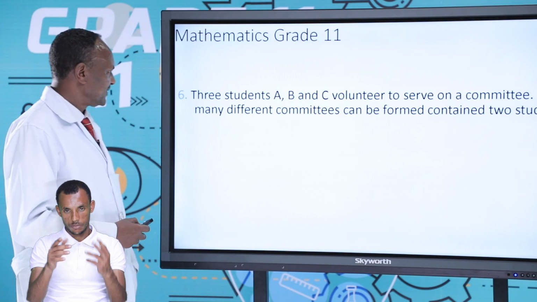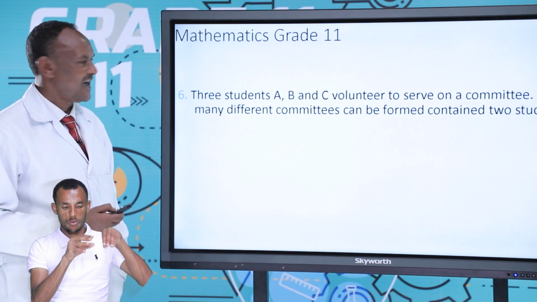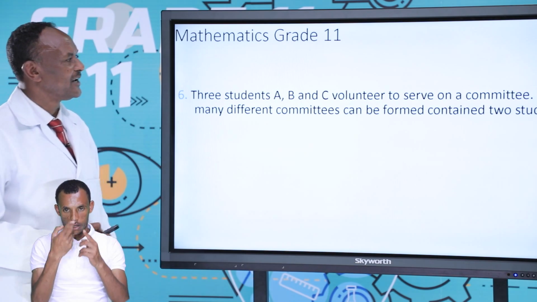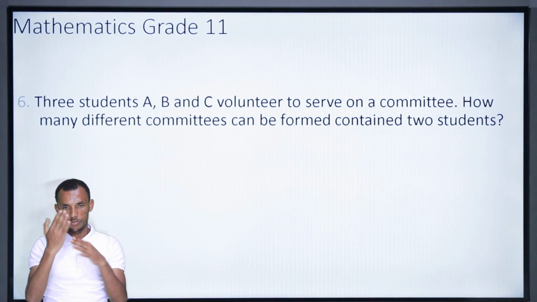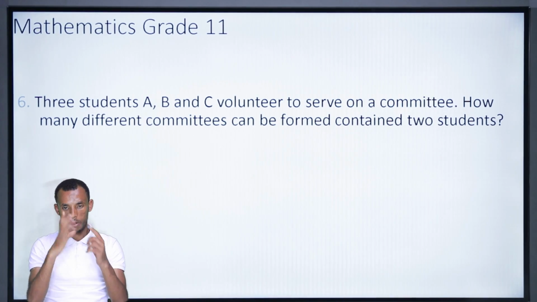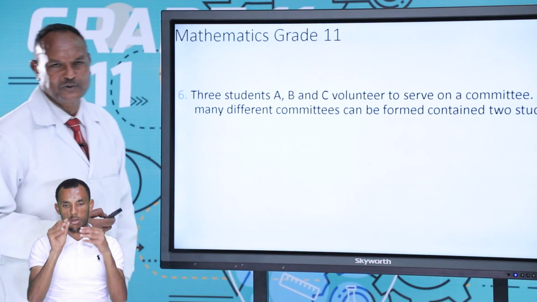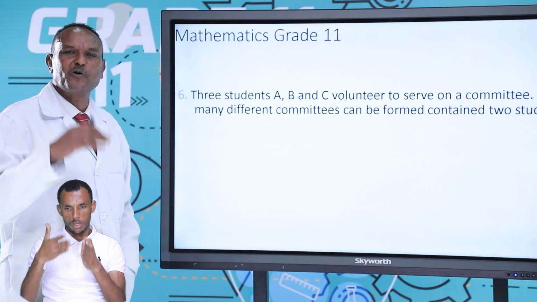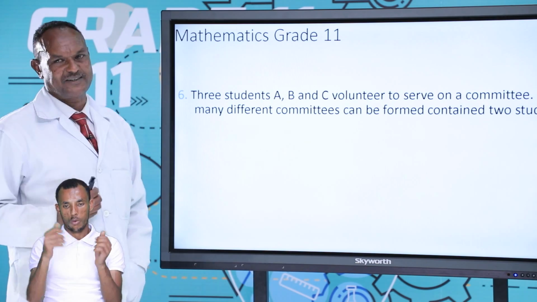Number 6, 3 students, A, B, and C, volunteer to serve on a committee. How many different committees can be formed containing 2 students? That means, in how many different ways can you form a committee of 2 members out of 3?